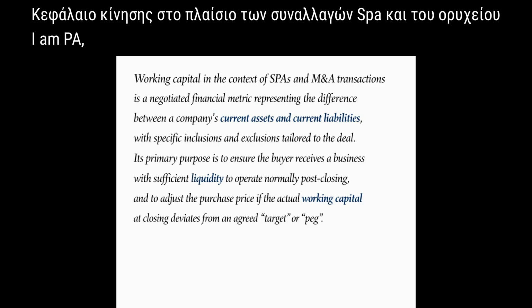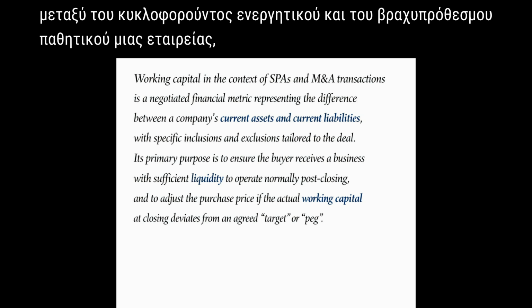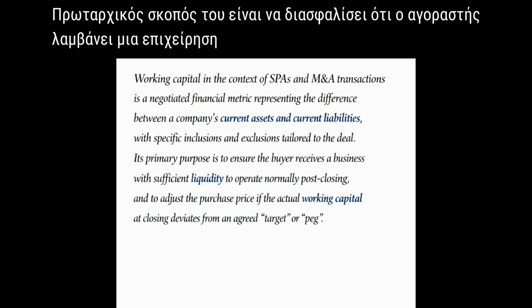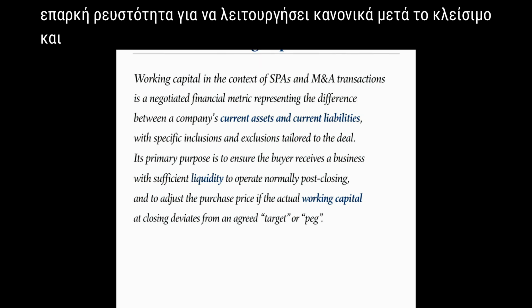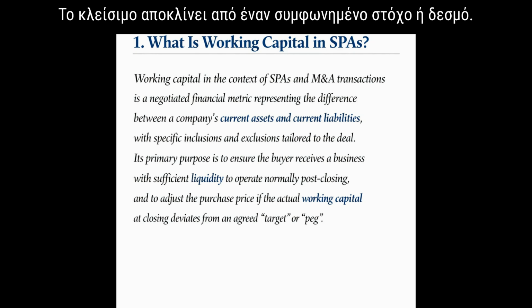Working capital in the context of SPAs and M&A transactions is a negotiated financial metric representing the difference between a company's current assets and current liabilities, with specific inclusions and exclusions tailored to the deal. Its primary purpose is to ensure the buyer receives a business with sufficient liquidity to operate normally post-closing, and to adjust the purchase price if the actual working capital at closing deviates from an agreed target or peg.